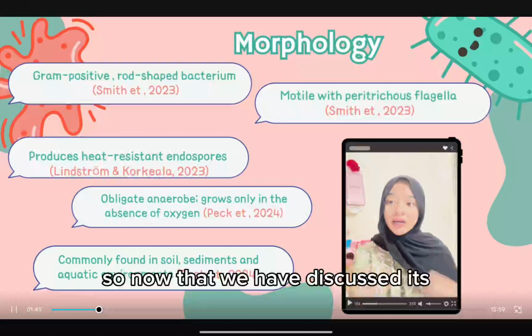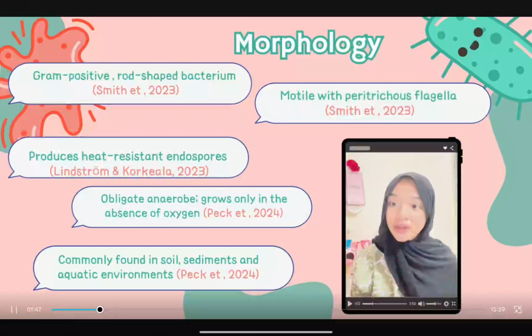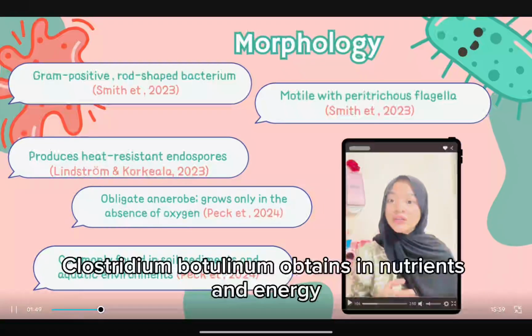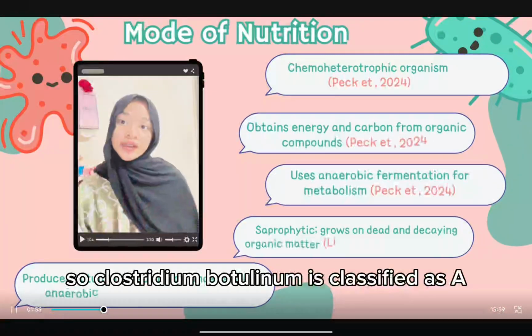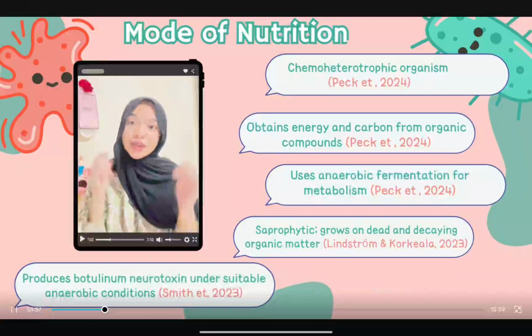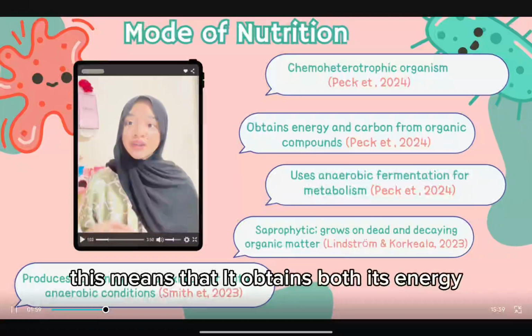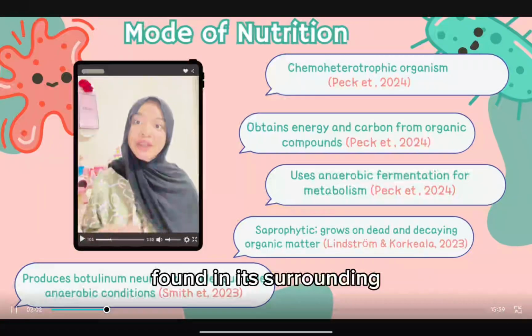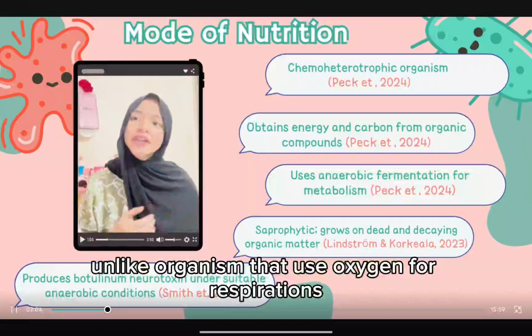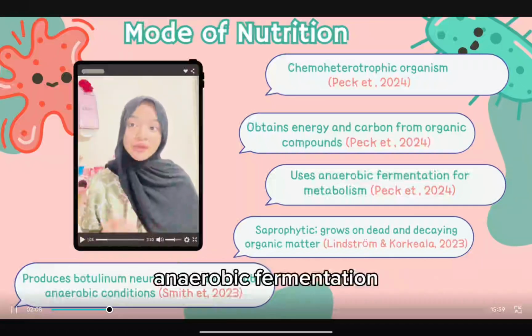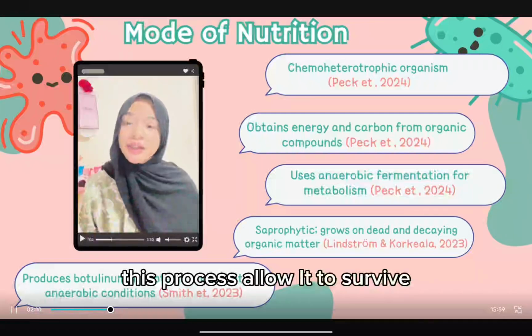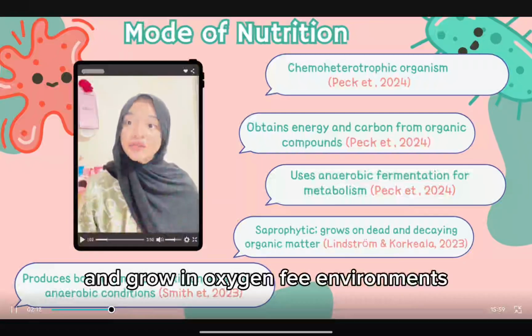So now that we have discussed its physical characteristics, let's move on to how Clostridium botulinum obtains nutrients and energy. Clostridium botulinum is classified as a chemoheterotrophic bacterium. This means that it obtains both its energy and carbon from organic compounds found in its surroundings. Unlike organisms that use oxygen for respiration, it generates energy through anaerobic fermentation. This process allows it to survive and grow in oxygen-free environments.